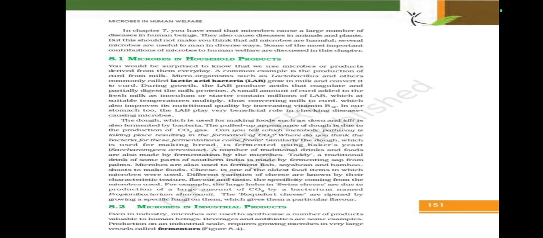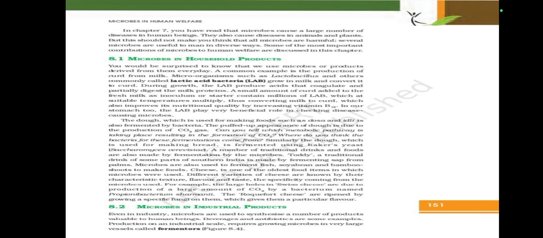A number of traditional drinks and foods are also made by fermentation by the microbes. Toddy, a traditional drink of some parts of southern India, is made by fermenting sap from palms. Microbes are also used to ferment fish, soybean, and bamboo shoots to make foods.